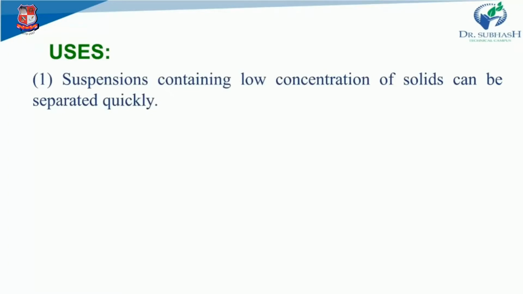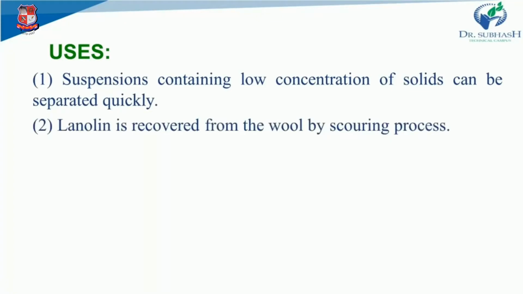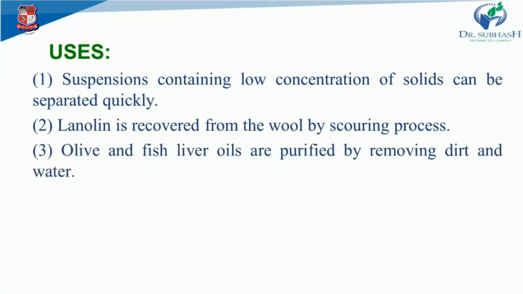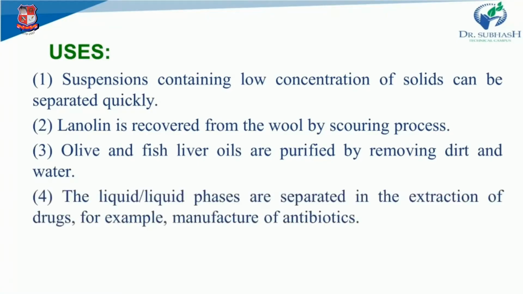What are the uses of these both? First is suspension containing low concentration of solid can be separated quickly. Lanolin is recovered from the wool by scouring process. We will discuss this process deeply. Olive and fish liver oils are purified by removing dirt and water. The liquid phases are separated in extraction of drugs, for example, manufacturing of antibiotics. So these are the uses in which sedimentation type of centrifugation is used heavily, and in some of the cases you can also use ultracentrifugation technique too.